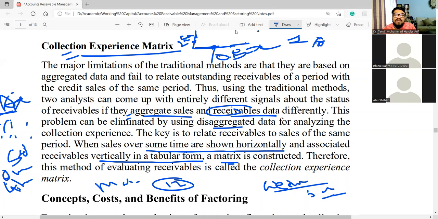Now, what can we say? We say those sales increases, but collection is less. Now, there is a signal. We are getting a signal that our second week performance of collection is not really good enough to consider the sales. Considering sales, our collection is not good enough.